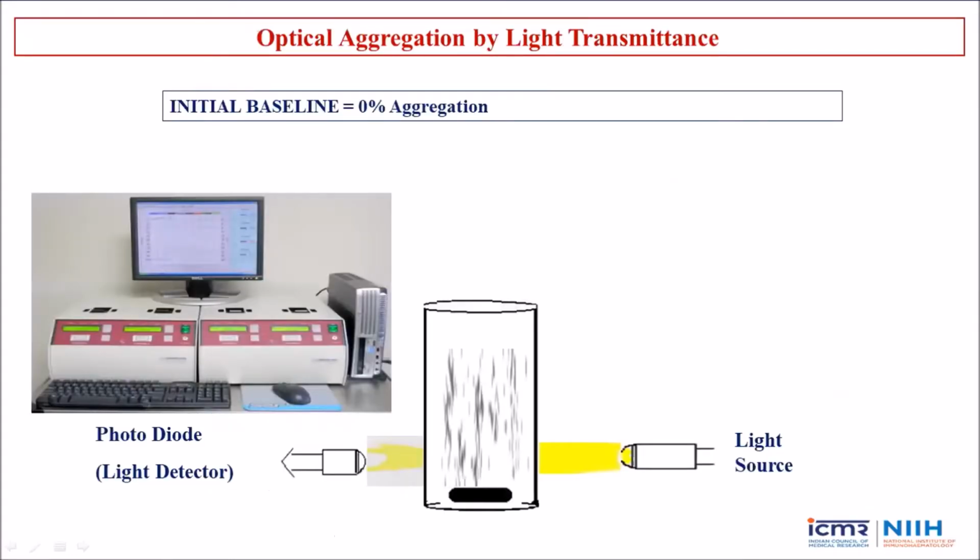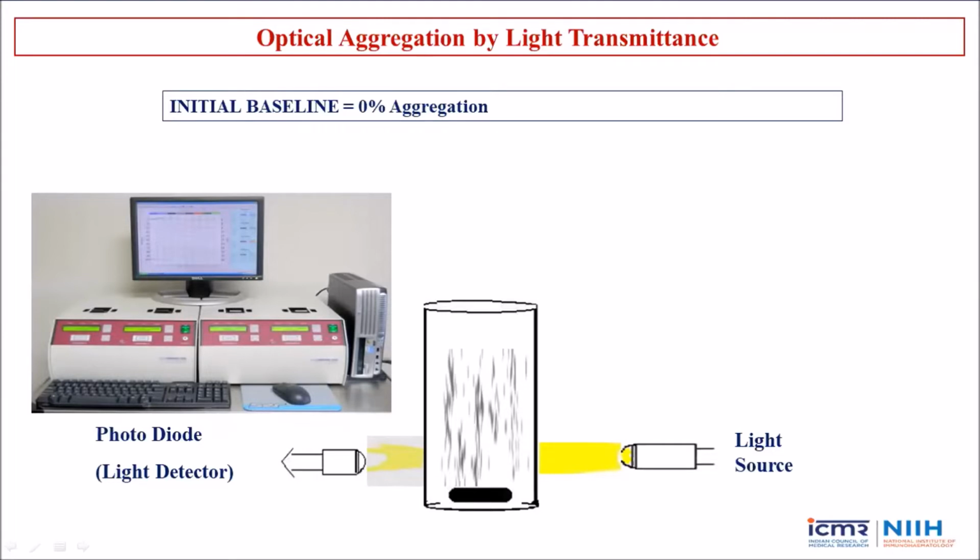Now, how is it done? This is the light transmittance platelet aggregometer that we have in our lab, which is commonly used. The principle is transmittance of light. There is a light source and a light detector, and in between we use a flat-bottom siliconized glass cuvette. In that glass cuvette, the platelet-rich plasma is suspended.